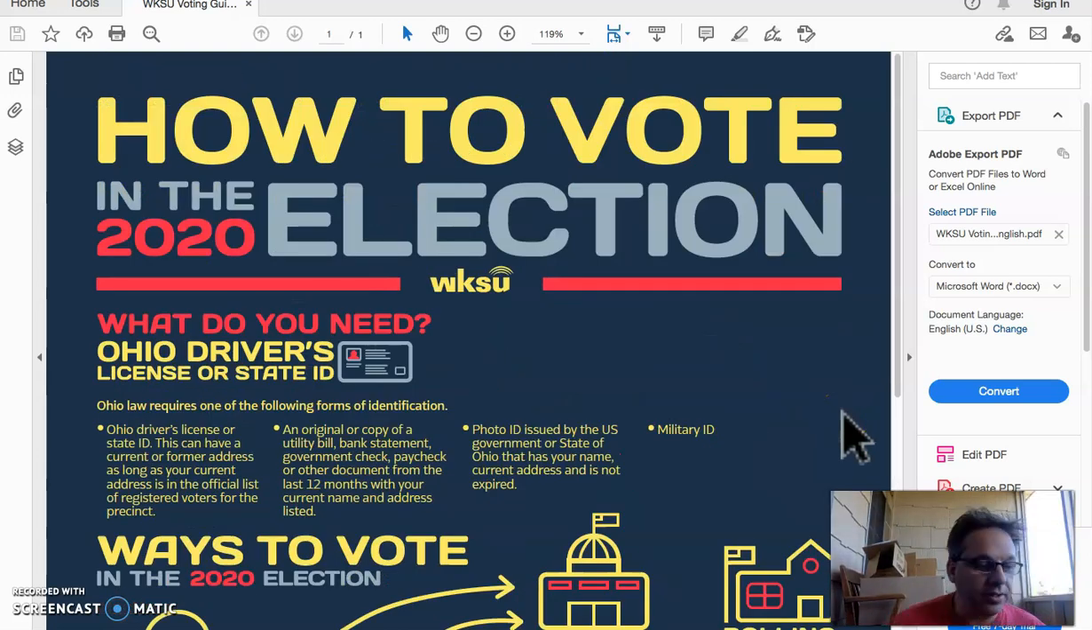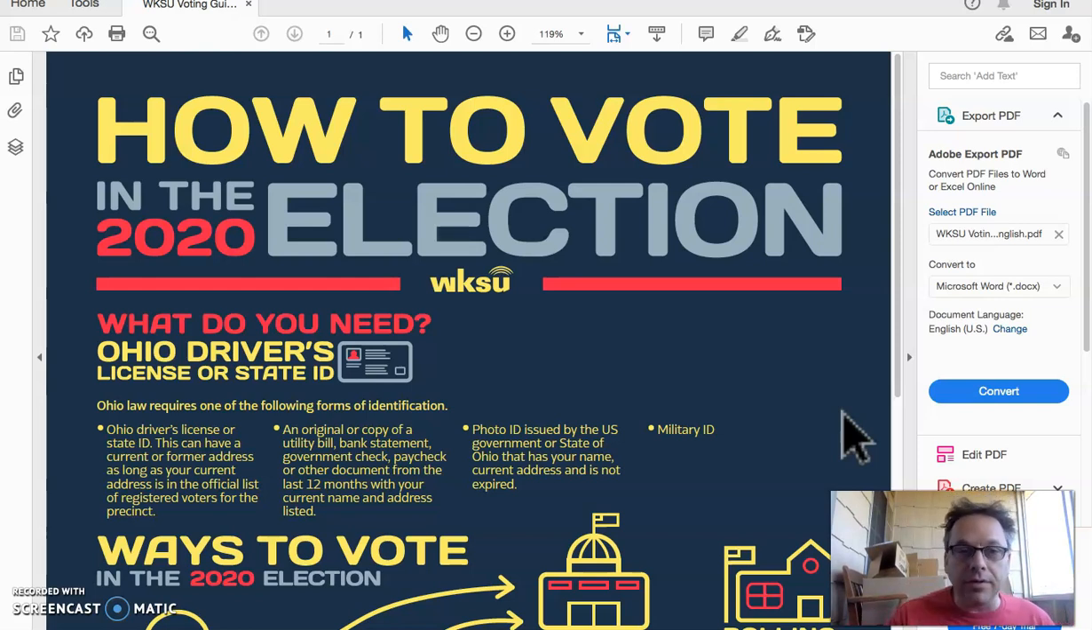Well, today you can tell it looks a little bit different, so we are going to do something a little bit different. We recently had a video looking at voting, what it was and how it works and what we vote on. Now we have a very handy flyer from our friends at WKSU. And so I thought we would look at the flyer and I would explain and talk about what it is that this flyer is telling us.